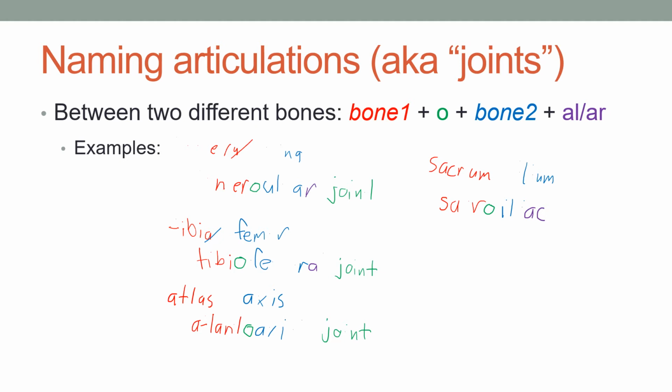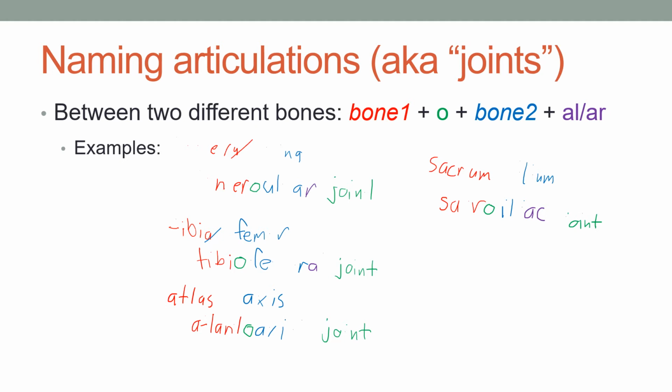And that happens with a lot of the pieces of the coxal bone. Ilium becomes iliac, pubis becomes pubic. So you have to memorize some of your Latin adjective forms, unfortunately, to get these joints right.